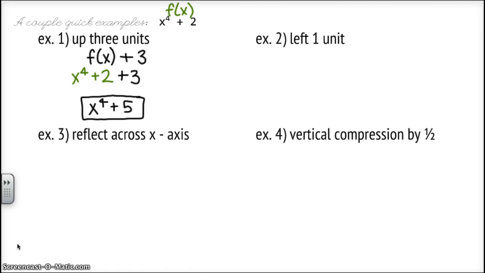Okay, let's go left 1 unit. When we go left, we do f of x minus negative 1. So we think of f of x plus 1. Now, our f of x is x to the 4th plus 2. x to the 4th is now going to have an input of x plus 1. That is a great way to write this function. You could plug that into your calculator and graph it.